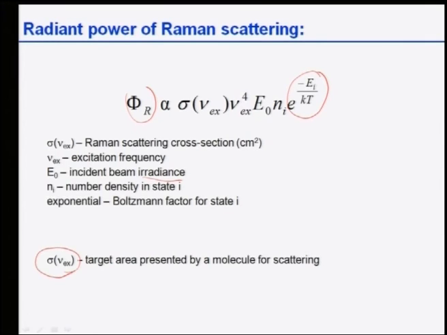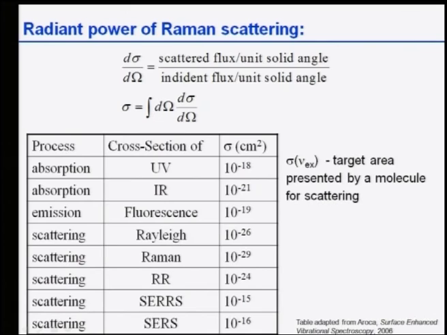So this sigma term is the target area presented by a molecule for scattering, that is what the scattering cross section is. How much is that target area by the molecule for a scattering event to occur. So that can also be put in this way. As you see, capital sigma is the scattering cross section, the integration of the whole scattering for the molecule, and small sigma is nothing but scattered flux per unit solid angle divided by incident flux. So scattering by incident, and then you multiply by the whole solid angle which is coming out, and you get that.